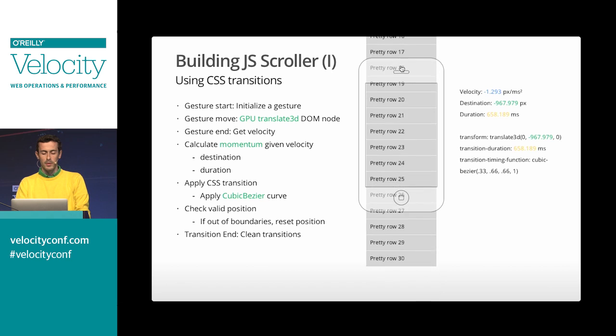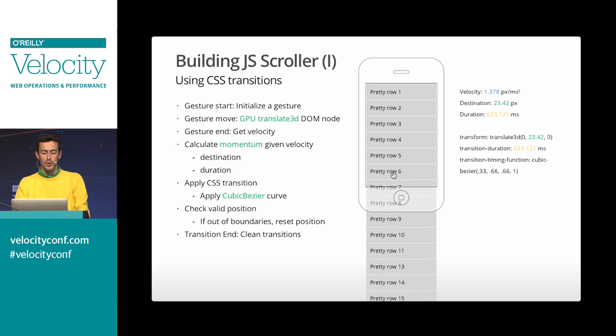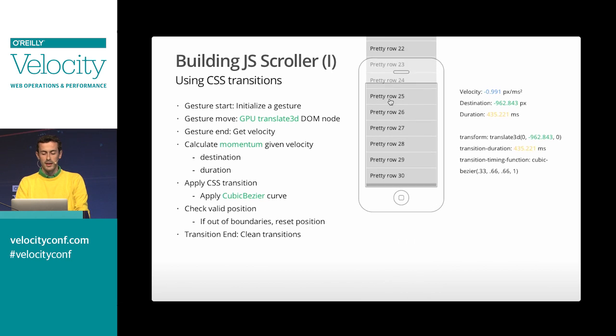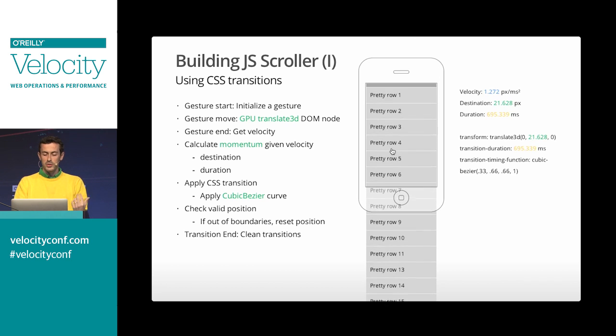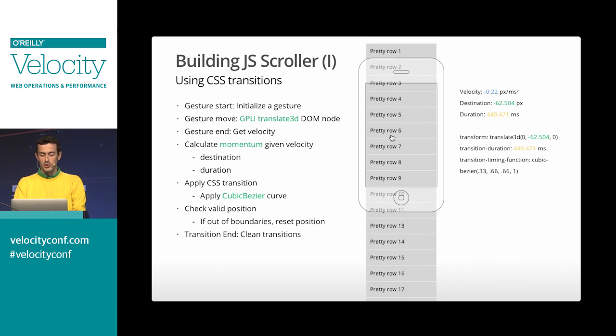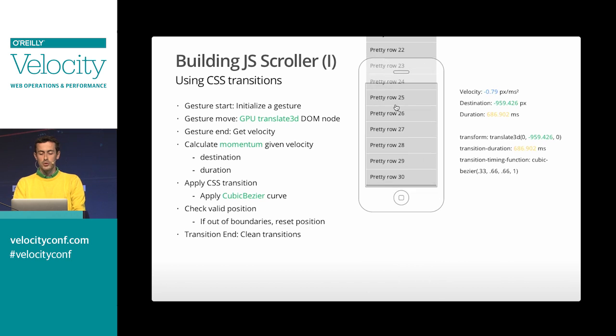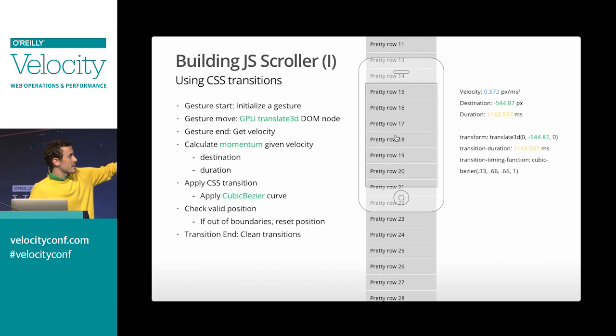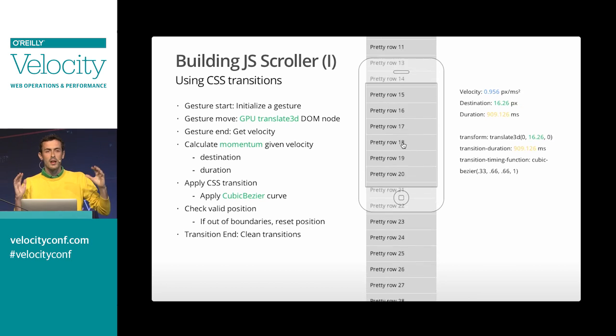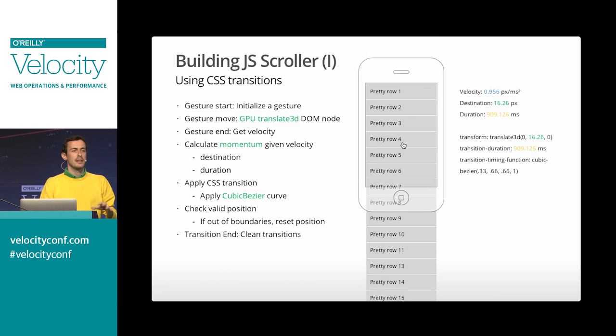So this is an example. I made it overflow on purpose so you guys can see what it will actually look like. As you can see here, we get the velocity, we get the destination where we're going to scroll to, and we get the duration, right? And so this basically translates to the CSS property, which is translate3d to that position in that duration, and using this animation function, which is the cubic Bezier curve, we can define it. So this is what is right now implemented by pretty much all the scrollers that are out there.